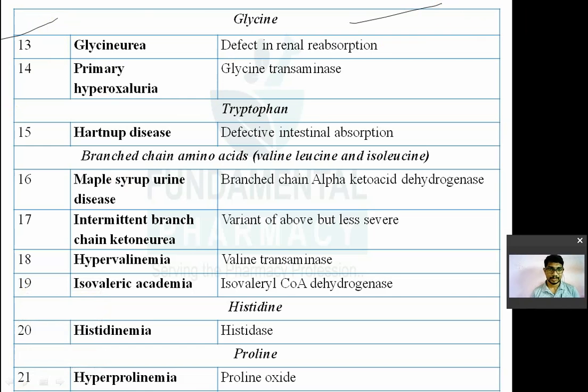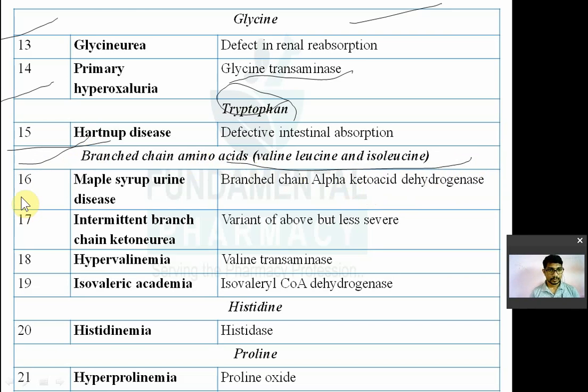Those are valine, leucine and isoleucine, the branched chain amino acids, or amino acids containing an aliphatic side chain. In that you have maple syrup urine disease, which is due to a defect in the enzyme known as branched chain alpha keto acid dehydrogenase. Next one is intermittent branched chain ketonuria, a variation of the above, but less severe. Hypervanillinemia, an increase of vanillin in your blood, is due to the defective enzyme vanillin transaminase.